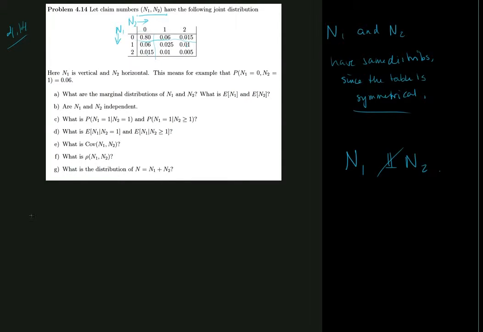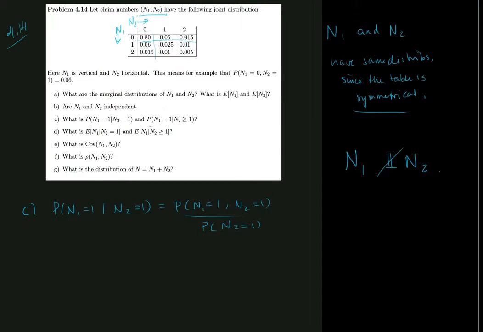So let's just recall that for C, the probability that N1 is equal to 1, given that N2 is equal to 1, is equal to their joint probability, so the probability that N1 is equal to 1 and N2 is equal to 1, divided by the probability of what we condition on. So this is what we're going to have to calculate.